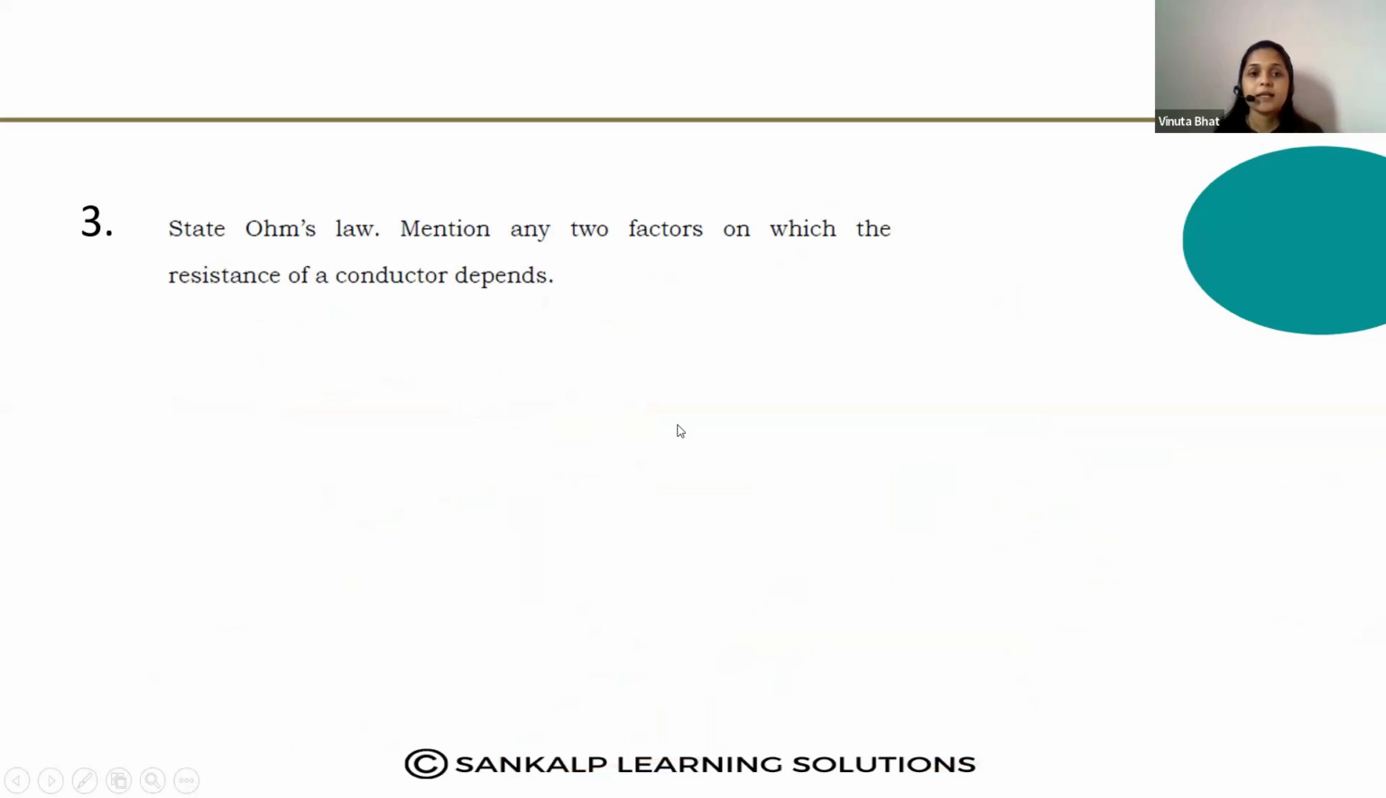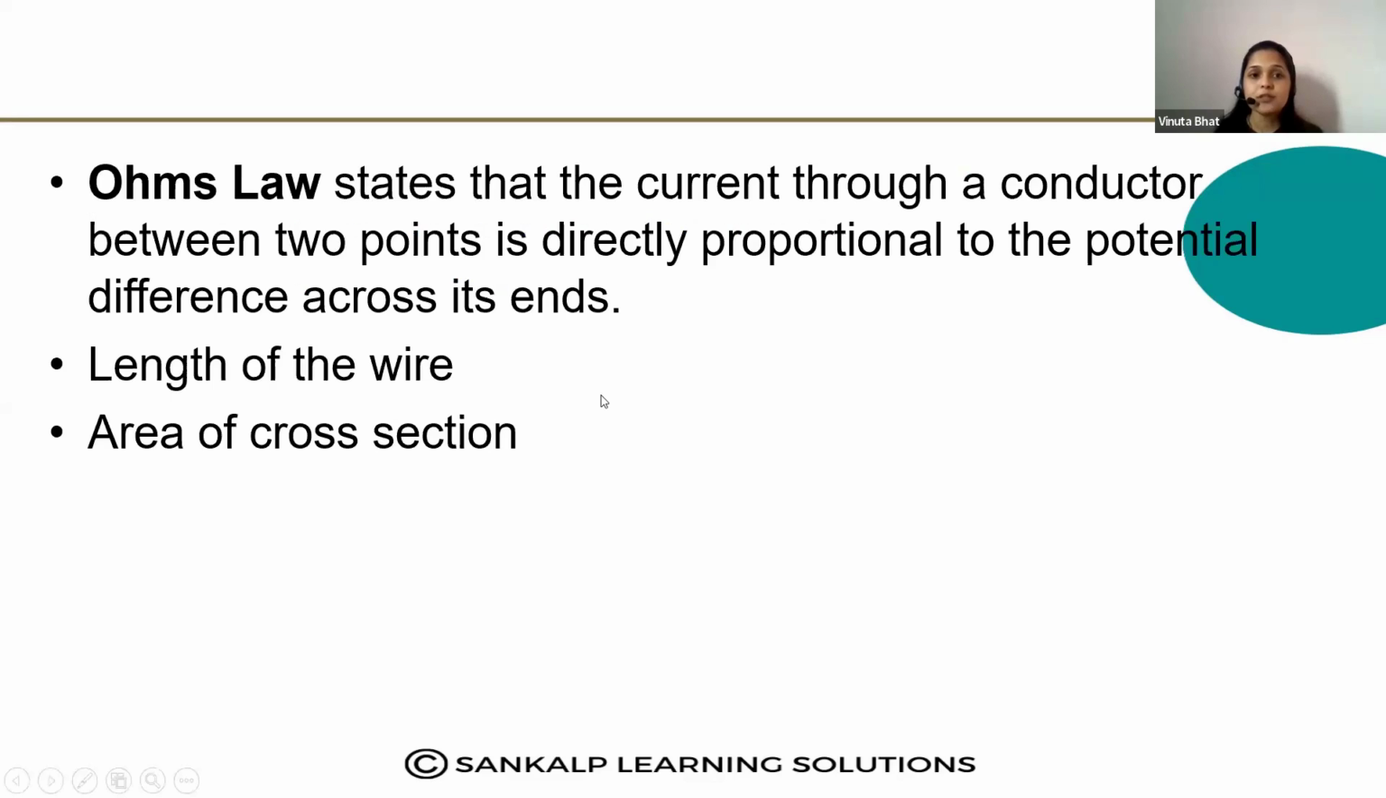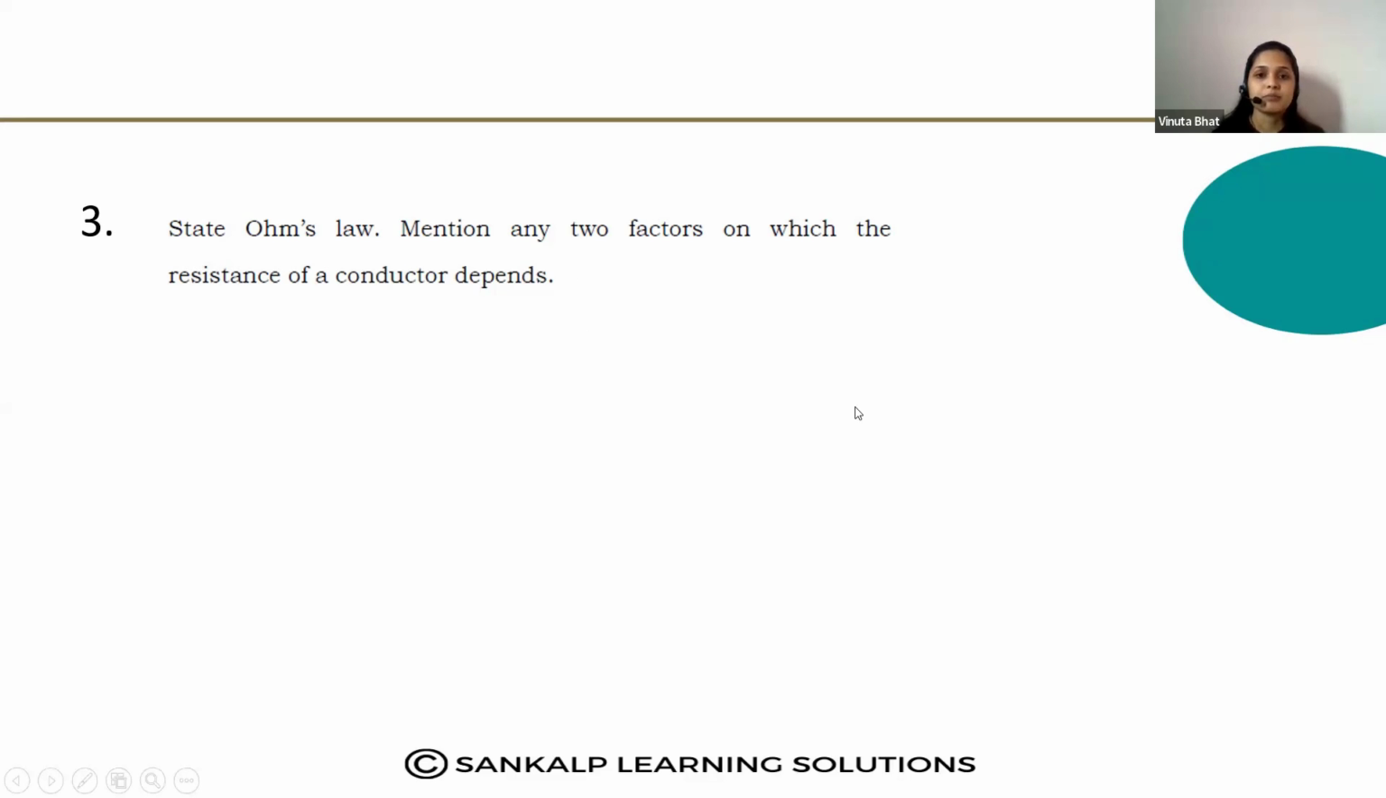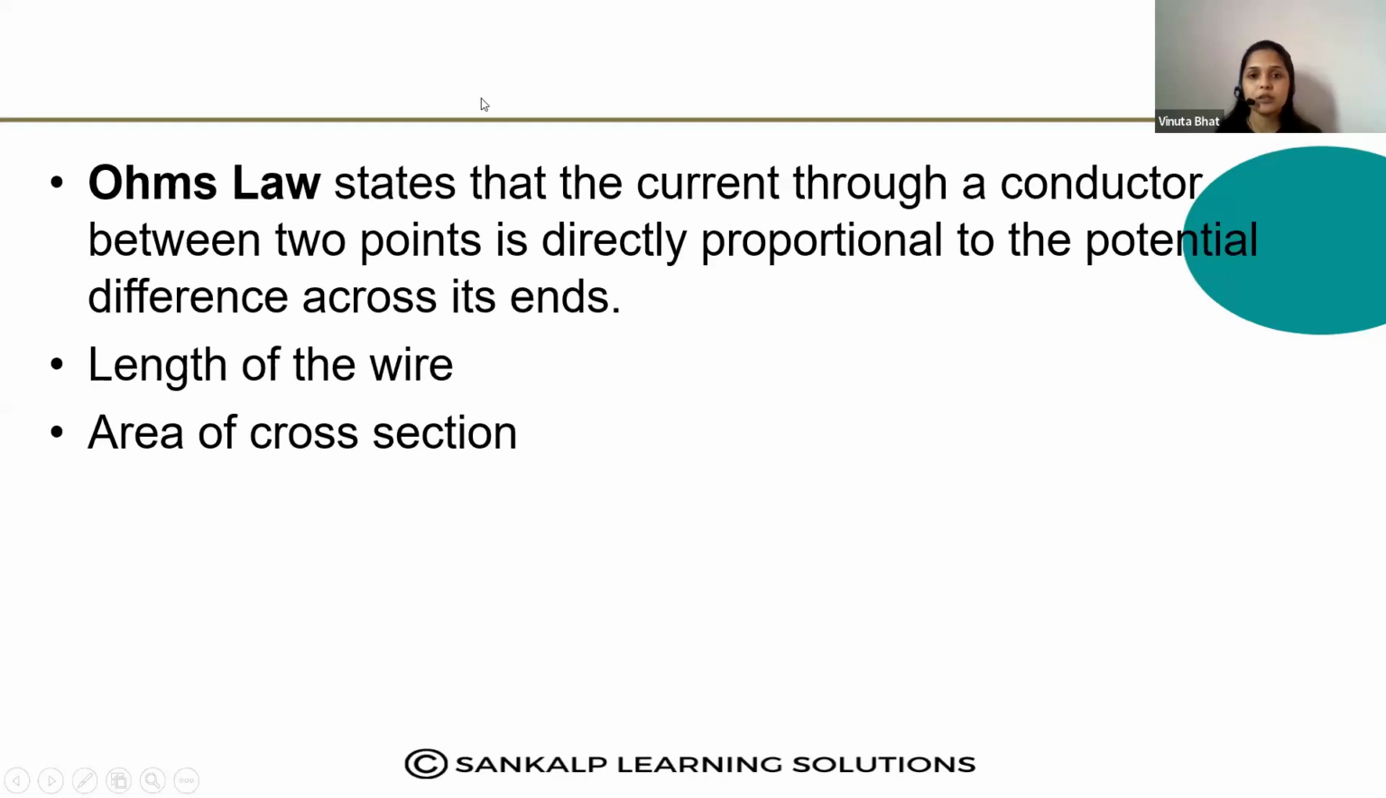Next question. State Ohm's law. Mention any two factors on which resistance of a conductor depends. Ohm's law states that the current through the conductor between 2 points is directly proportional to the potential difference across its ends. So here, the resistance of the conductor depends on the length of the wire and the area of cross section.